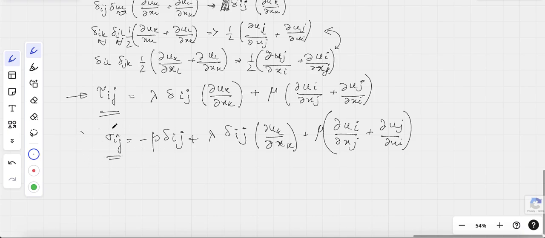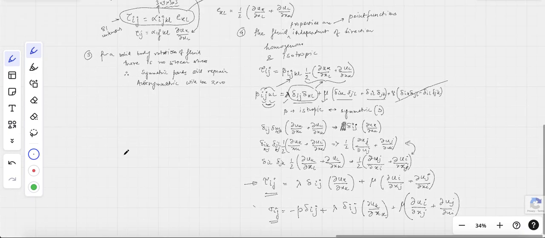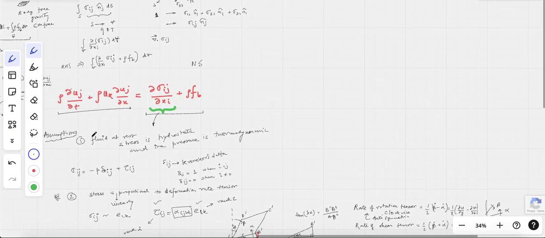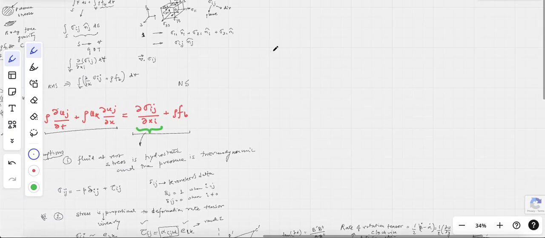Now we will put this sigma ij in this equation. So bear with me. This will be rho duj by dt plus rho uk duj by dxk. Here I have mixed a k, right? Is equal to d sigma ij by dxi.